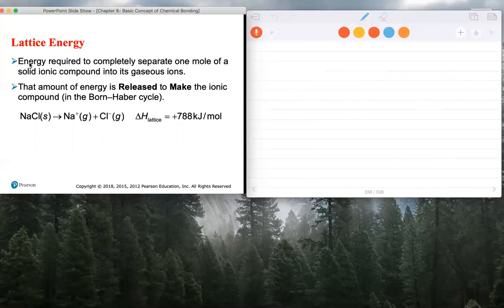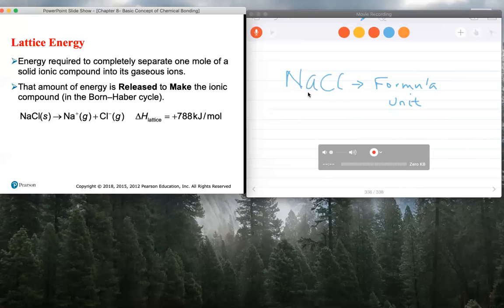This is what the definition is. You have to know what it is. It's the energy required to completely separate 1 mole. And the word mole is there because it is given in units of kilojoules per mole. That means if I have Avogadro's number of this formula unit, one of them is a formula unit. That is 1 sodium and 1 chlorine put together. I end up with a sodium chloride formula unit.